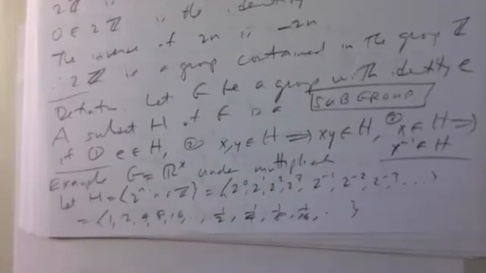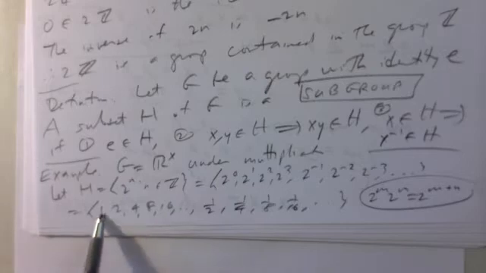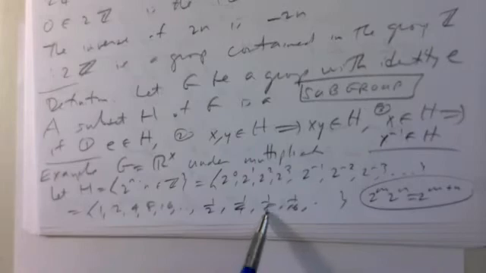And this set of powers of 2 is closed under multiplication. I mean, you have 2 to the m times 2 to the n is 2 to the m plus n. So it doesn't matter whether your exponents are positive or negative. Product of two powers of 2 is a power of 2. The identity is 1. The inverse of 2 is a half. The inverse of an eighth is 8. This is a subgroup.